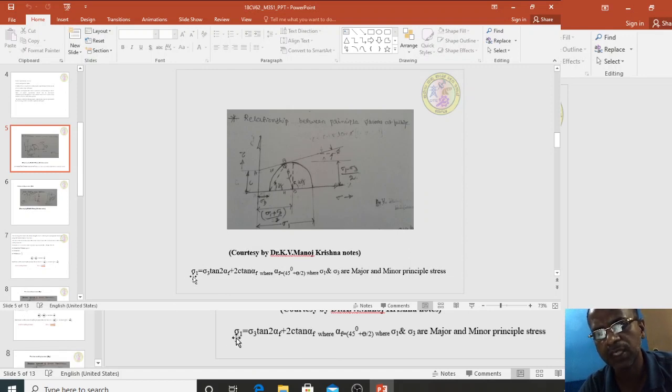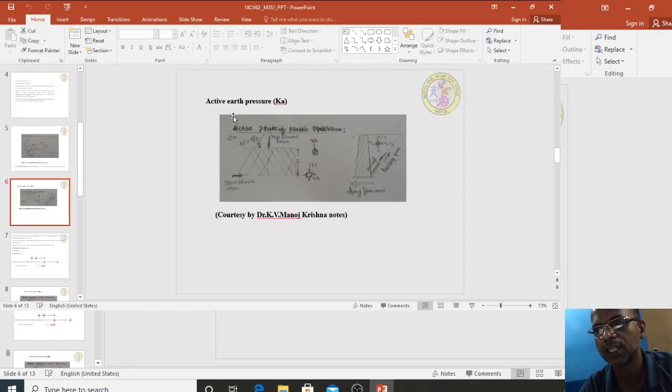In some cases sigma 1 will be vertical, in some cases sigma 3 will be vertical. If sigma 1 is vertical, sigma 3 will be the horizontal force. If sigma 1 is the horizontal force, sigma 3 will be the vertical force. This will decide, sigma 1 by sigma 3 or sigma 3 by sigma 1, whether it is the active earth pressure condition or the passive earth pressure condition. If sigma 1 is equal to sigma 3, then we can say that the earth pressure is at rest condition. Now we are discussing active earth pressure.